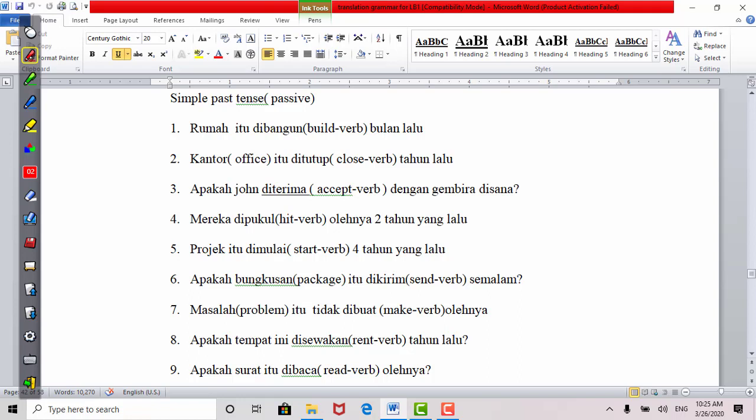Later, for the rest, you can continue at home. Number one, the house, rumah itu. Build here is verb one. You have to change it to verb three. So the house was, because the house is only one, not many houses. The house was built last month.